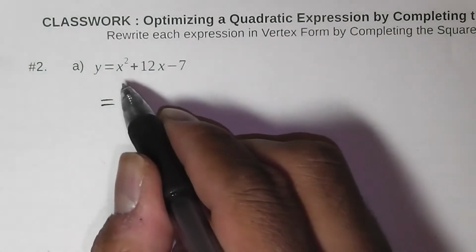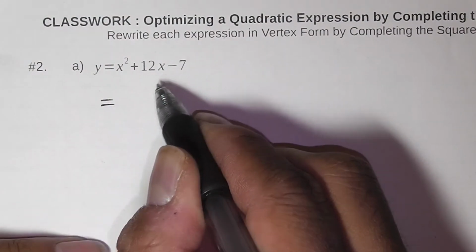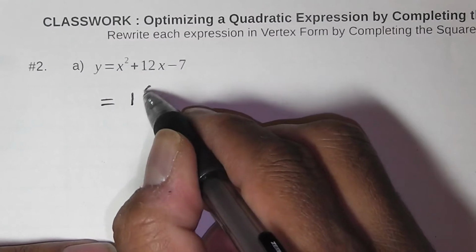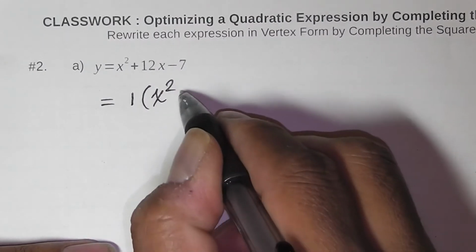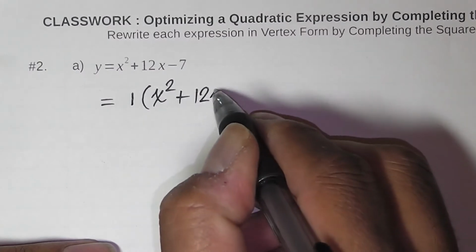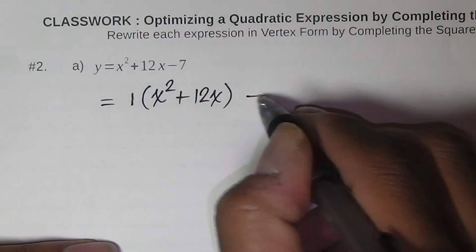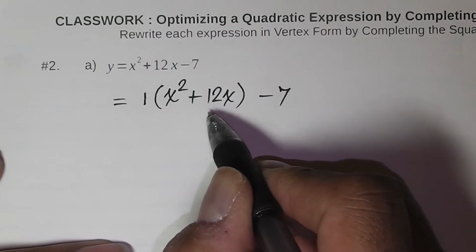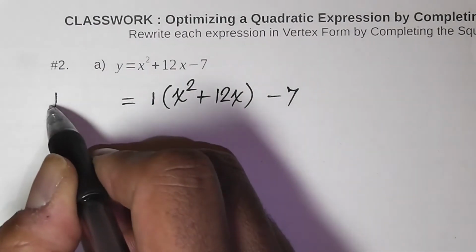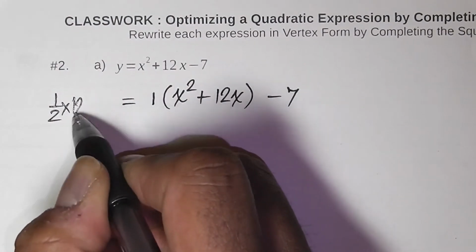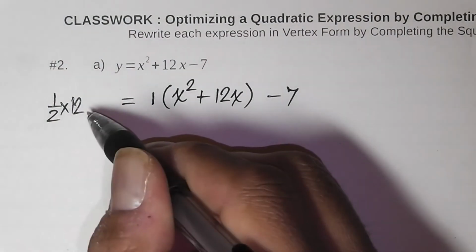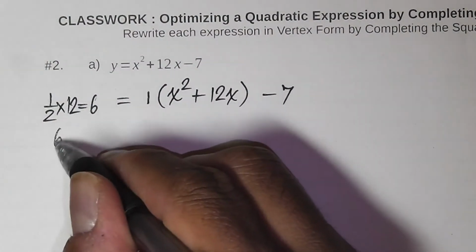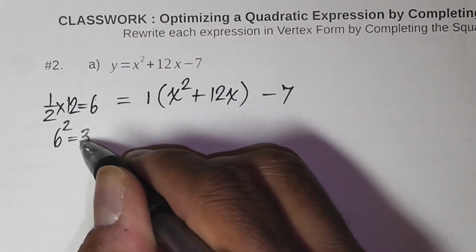So we're going to start by grouping my x squared and x terms and factor out the coefficient of x squared. In this case it's 1. So I've got 1 times x squared plus 12x, and outside I have negative 7. Now you see this 12? We're going to take 1/2 of that 12. 1/2 times 12 will give me 6. 6 squared will give me 36.